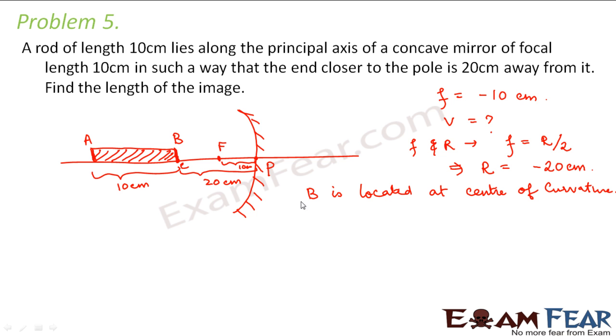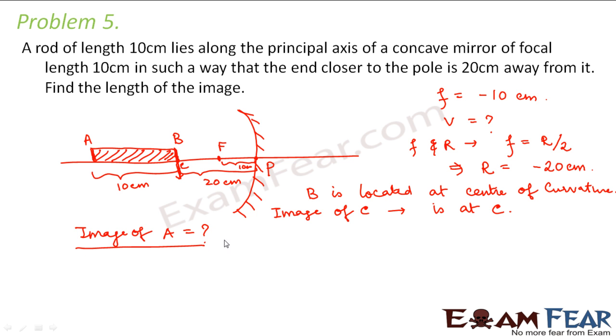Right? So considering B as one object, what would be the image of B? The image of B will be at the center of curvature, because we know that for a concave mirror, if an object lies at the center of curvature, the image is formed real, inverted, and of the same size and at the center of curvature itself. So for B, the image will be formed like this. So this would be the image for B. Right?